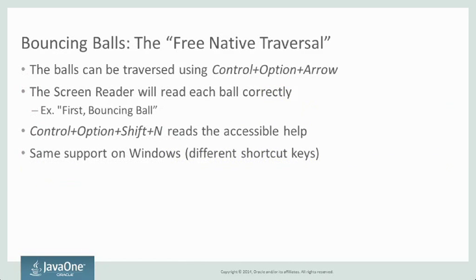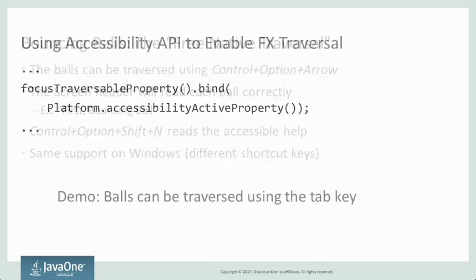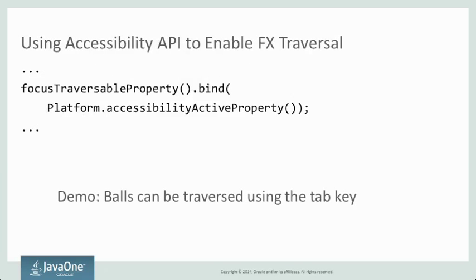Yeah. So there we go. The free native traversal, we've seen this already. Now the next one. We want our ball to be traversed by the tab key, not the free native traversal. I don't want to have to use Control+Option arrow to go around. So I'm going to add one single line to the constructor of the ball.